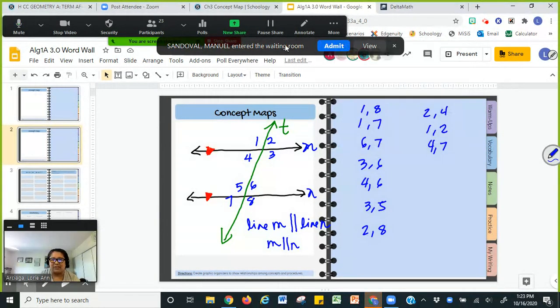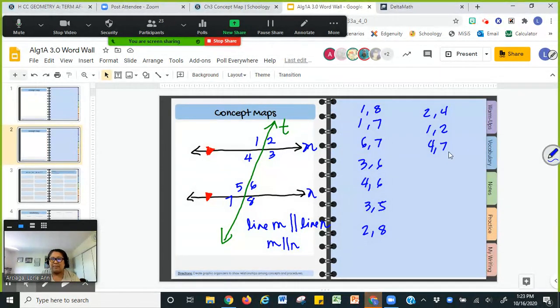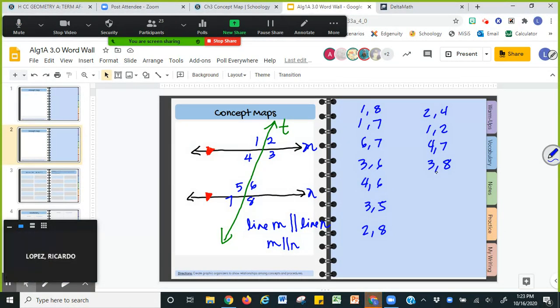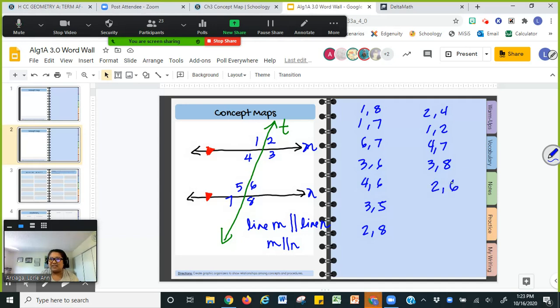Okay, let me admit one from the. Okay. Next, suppose I have 3 and 8. Corresponding. Very good, Ricardo. Suppose I have 2, 6. Corresponding. Very good. And tell me if these are related at all. 1 and 6. Do they form any special type of angle?